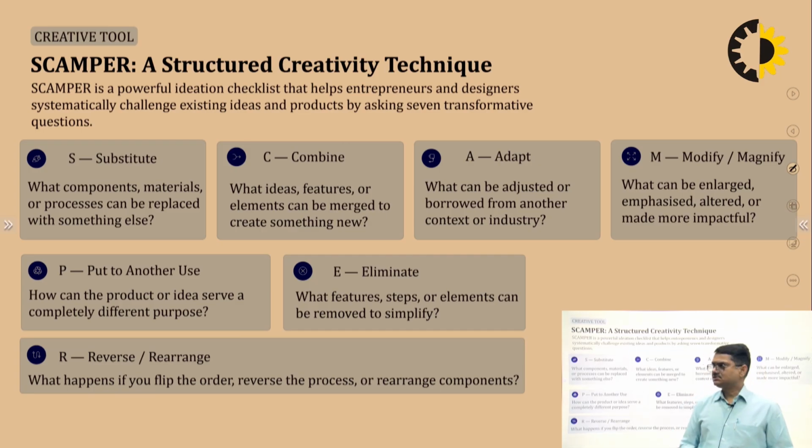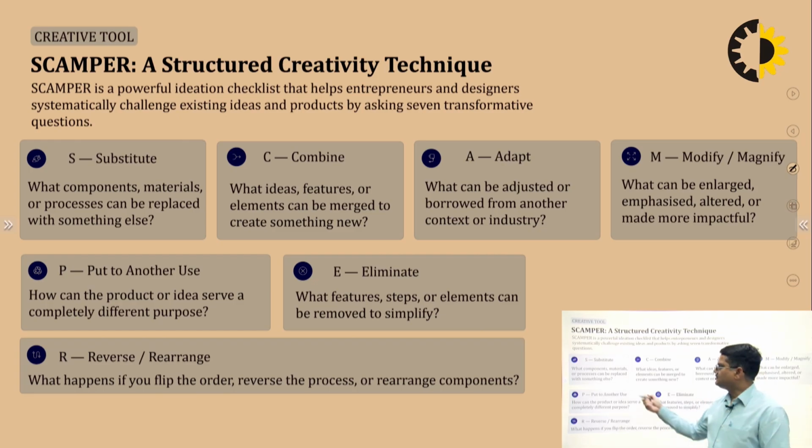So this is the SCAMPER tool, which is made up of many different things: S stands for substitute, C stands for combine, A stands for adapt, M for modify, P stands for put to another use, E for eliminate, and R for reverse or rearrange. So the SCAMPER tool basically tells us how to come up with new ideas, or new products, or new solutions. They may be innovative.